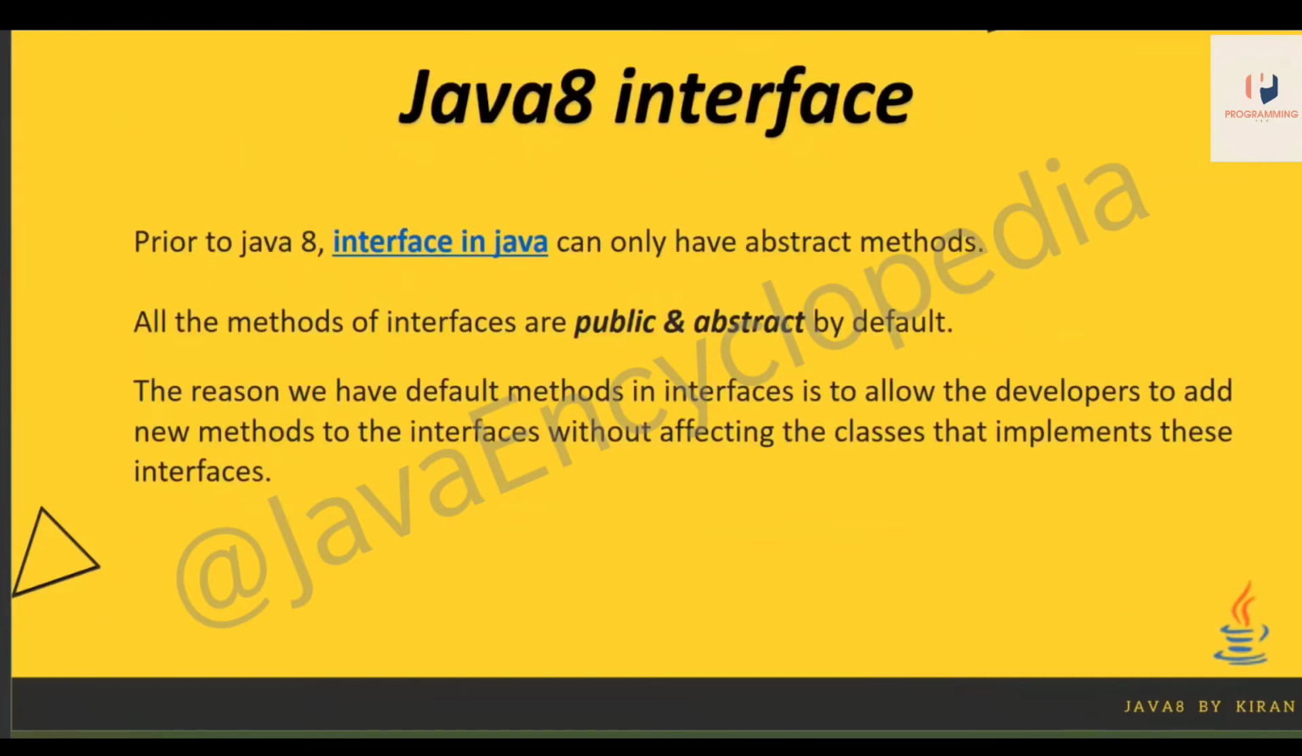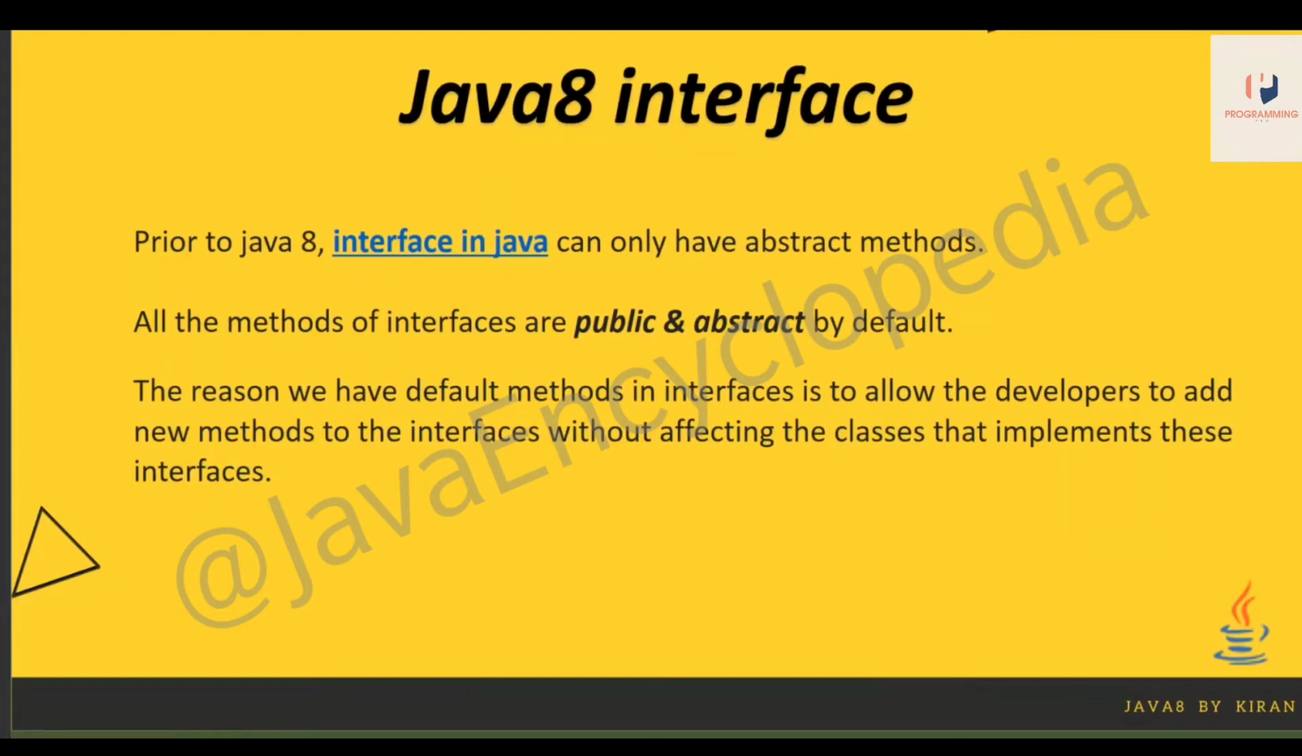So first of all, we need to discuss what all the changes in the Java 8 interface are, especially. All the methods are public and abstract by default, we know that already, and prior to Java 8, this is the definition of interface. So it will have only abstract methods, all public and abstract by default. The reason we have default methods.